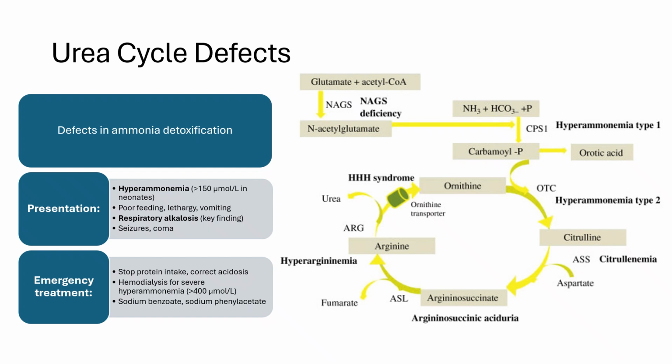Urea cycle defects create a toxicologic emergency as ammonia accumulates to brain-damaging levels. The urea cycle normally converts ammonia from protein metabolism into harmless urea for excretion. When any of the 6 enzymes fail, ammonia levels skyrocket, causing irreversible neurological damage within hours. Hyperammonemia above 150 micromoles per liter in neonates signals urea cycle dysfunction. Normal newborn levels stay below 100, even during illness.